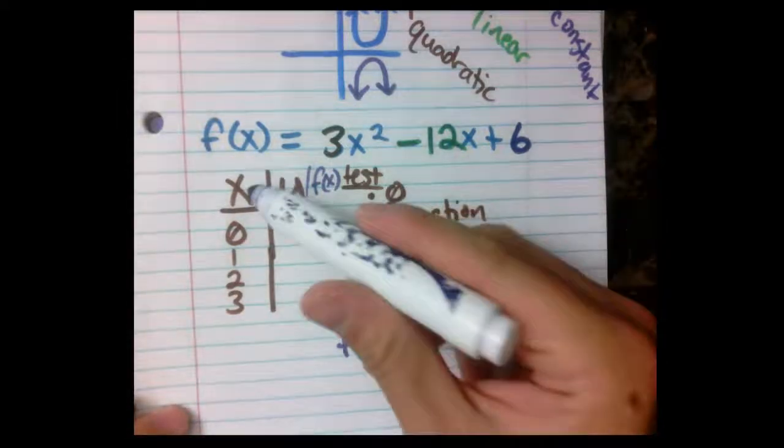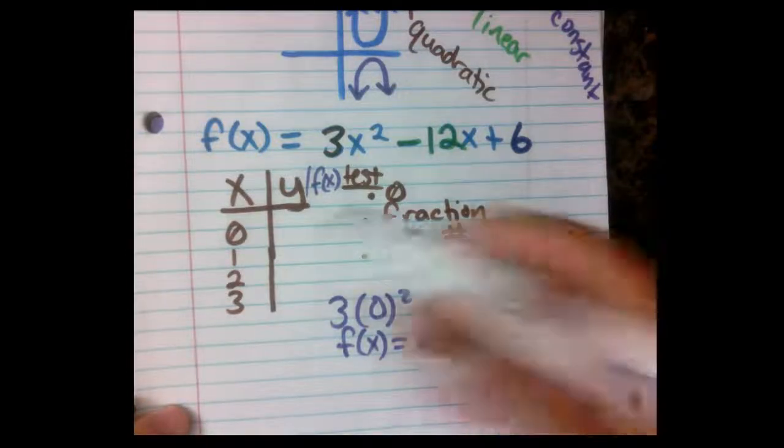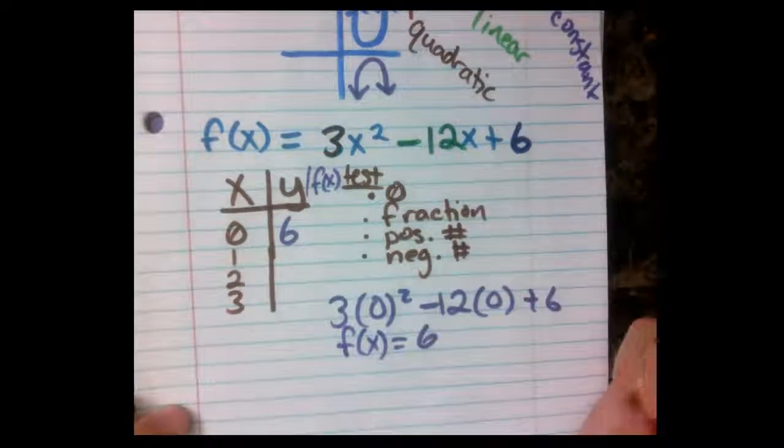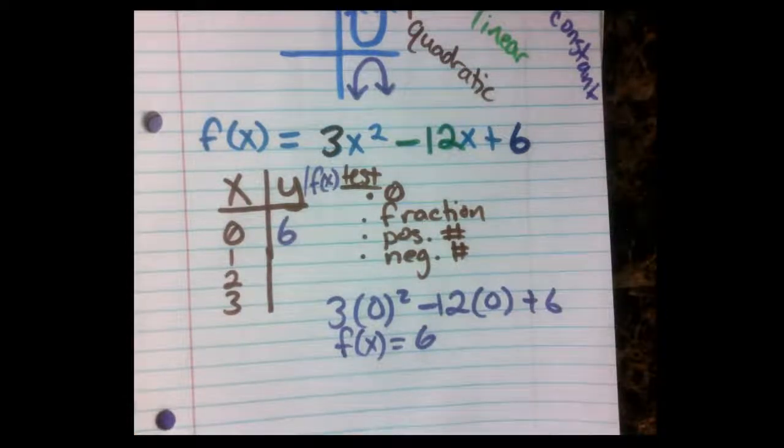So our x here was 0. When our x is 0, we tested it out and we got f of x is equal to 6. So there's that value. I don't really know why I changed colors, but at least it's colorful. It's a little less boring. Alright, now we'll go ahead and test 1.